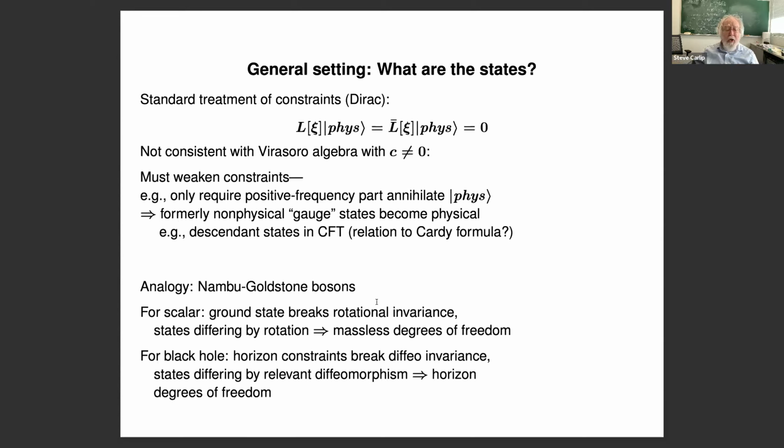There's an analogy with Goldstone bosons, in which if you have a broken symmetry, then you get a set of different vacua and a degree of freedom that tells you how to move from one vacuum to another. This is essentially the same idea. The constraints that there is a horizon break diffeomorphism invariance, and it means that states that otherwise would be identified as diffeomorphism equivalent can become independent.